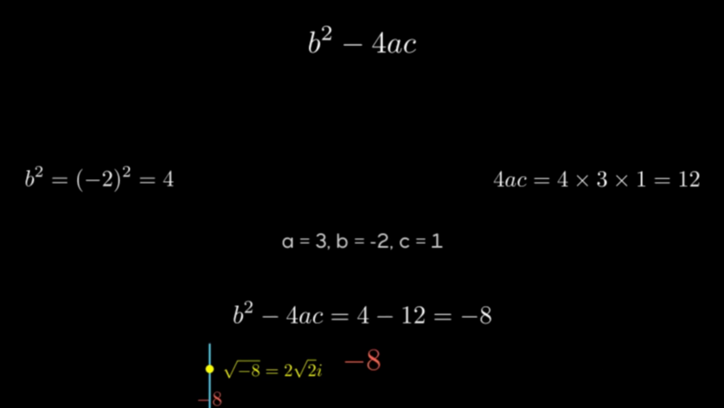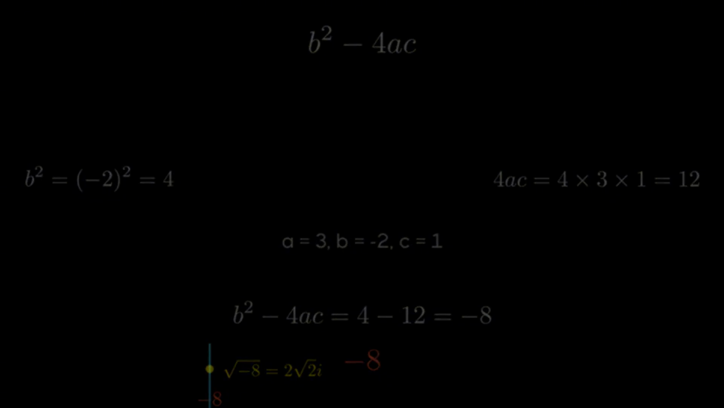This negative discriminant is telling us that our quadratic equation 3x squared minus 2x plus 1 equals 0 has two complex solutions, which are complex conjugates of each other. These solutions will be of the form alpha plus beta i and alpha minus beta i, where alpha and beta are real numbers. The complex solutions may seem abstract, but they are incredibly useful in various fields of mathematics, physics, and engineering. The quadratic formula is our key tool for solving quadratic equations.